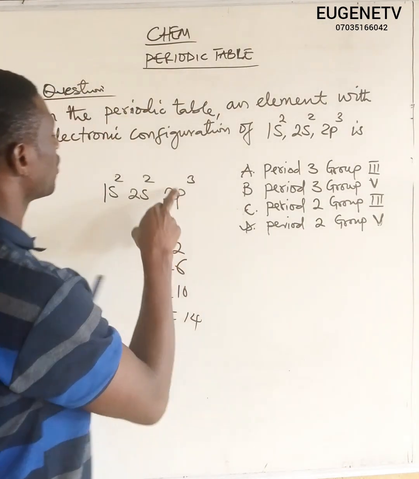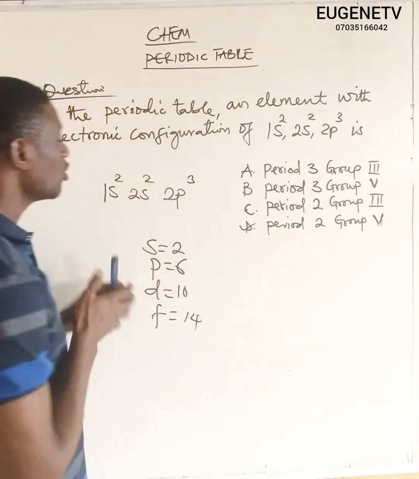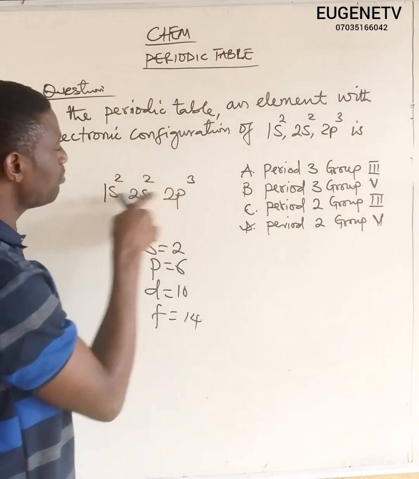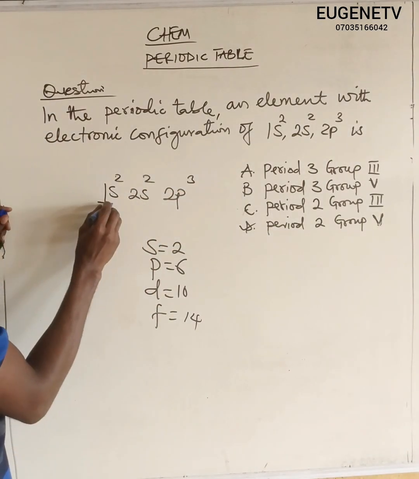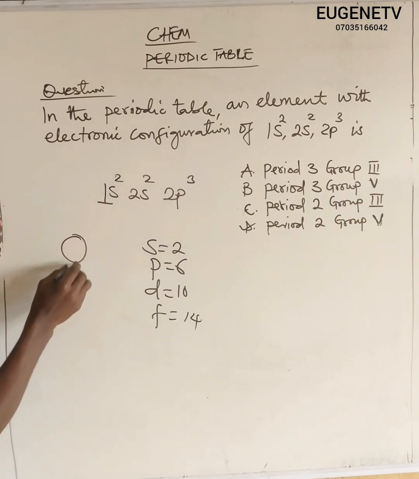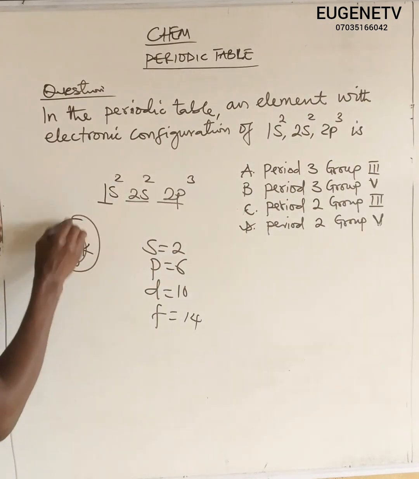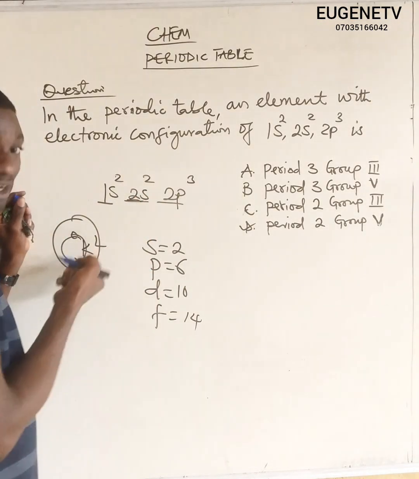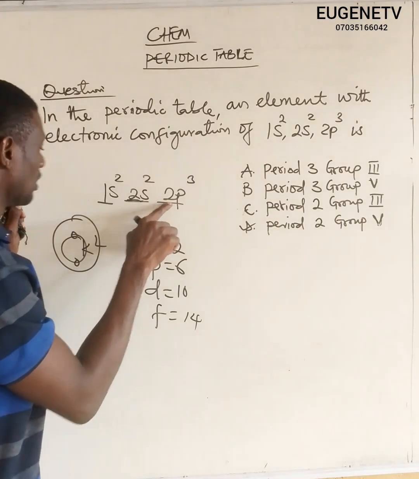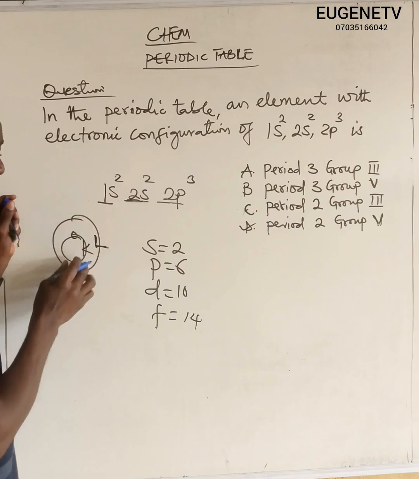Now, since our configuration shows that the last orbital here is p, and it is not complete, it's not up to 6, how do we know the period to which this element belongs? This 1s here is the first shell, which of course, anytime you are drawing, you draw it this way. These 2 electrons are going to be in the first shell, which is K shell. These 2s and 2p mean that they are in the second shell, which is L shell. So the number before the letters tells you the energy level or the shell. So these 5 electrons, like we did in the previous one, are going to be in the second shell.